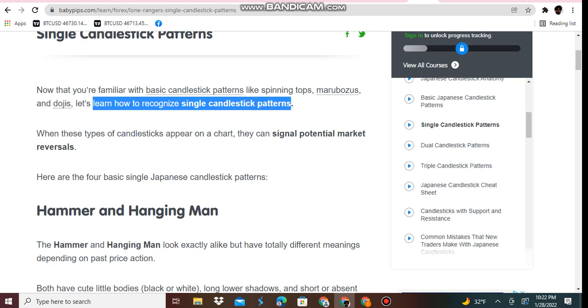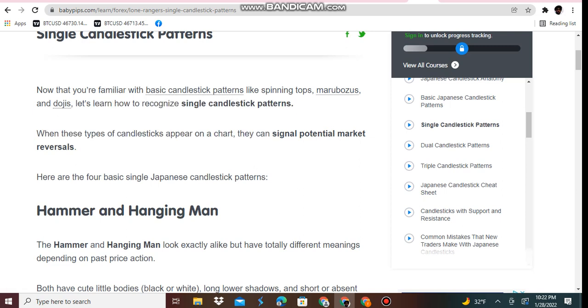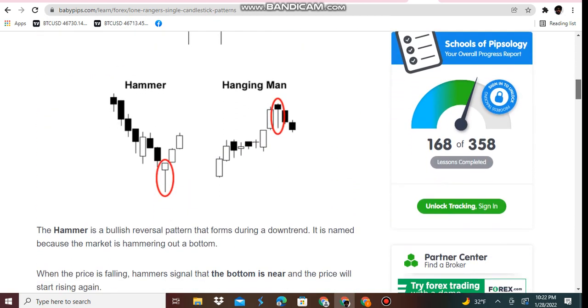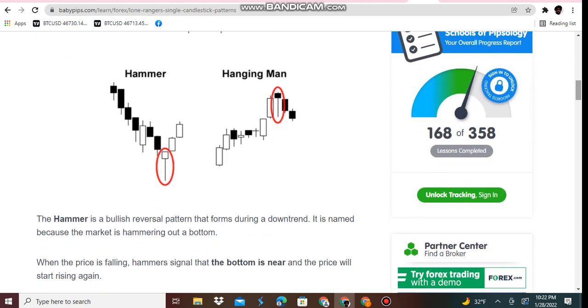This is the second single candlestick pattern that you'll see at the end of a downtrend, signaling a potential market reversal. Okay, so it is a hammer. Sorry, you'll see a hammer at the end of a downtrend.